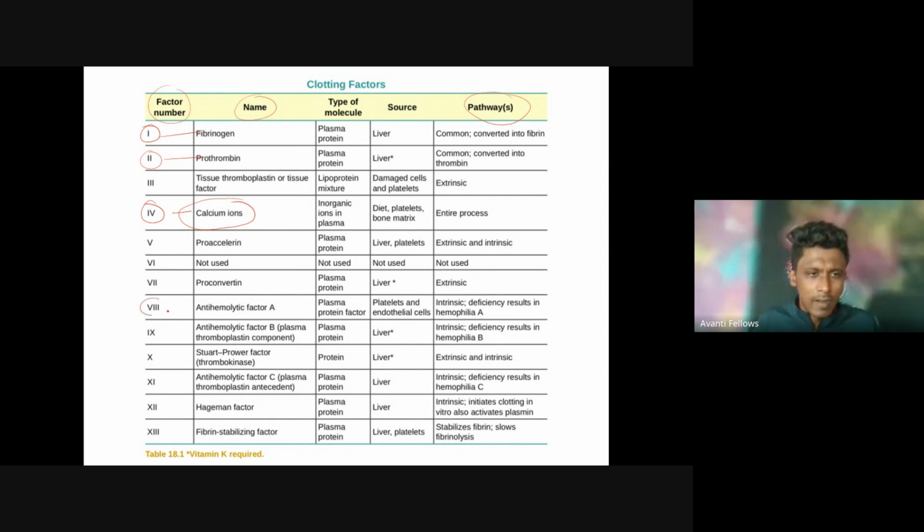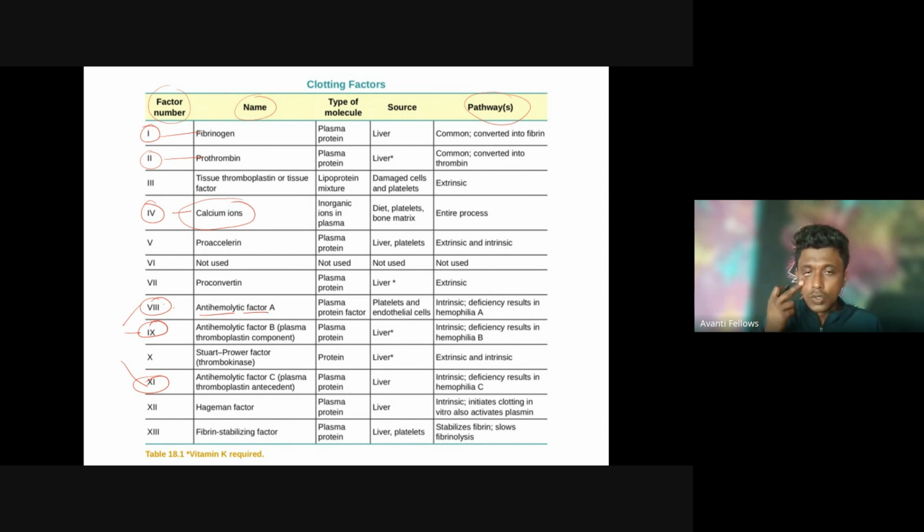Next comes factor 8, factor 9, and factor 11. You're going to study about these factors very elaborately in class 12 for a genetic disorder or clotting disorder. But anyways, factor 8, 9, and 11 are called anti-hemolytic factors. These anti-hemolytic factors are special proteins like the rest of them, and these factors are also very, very important.